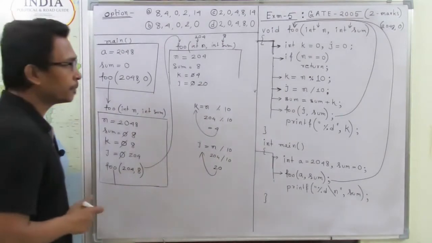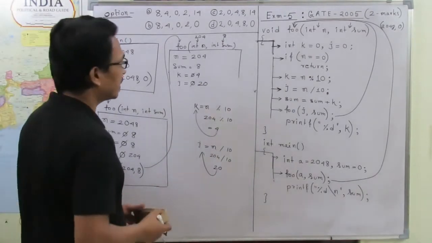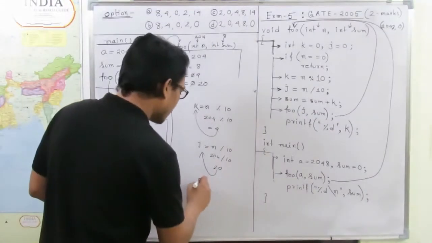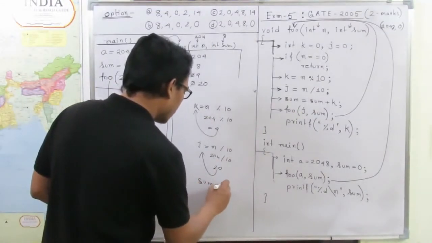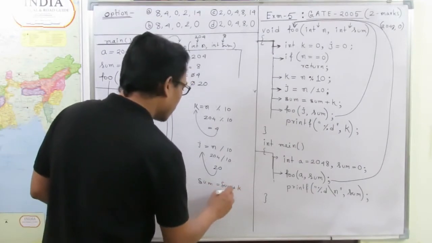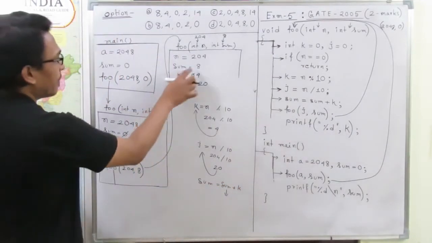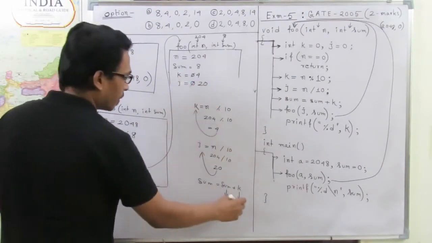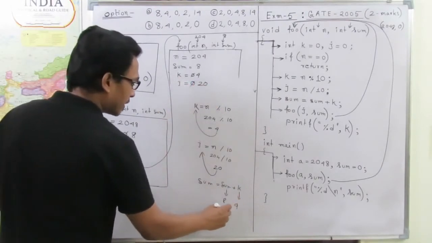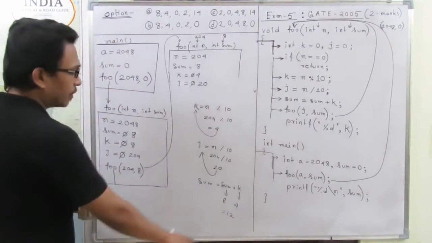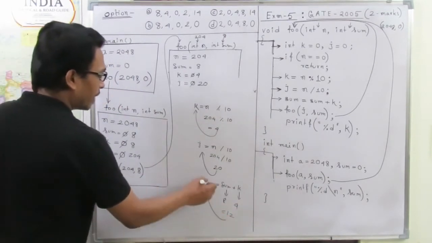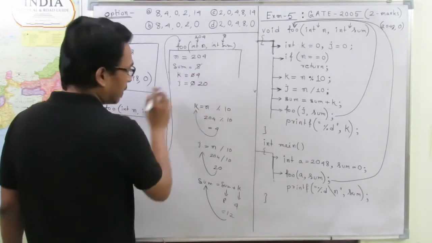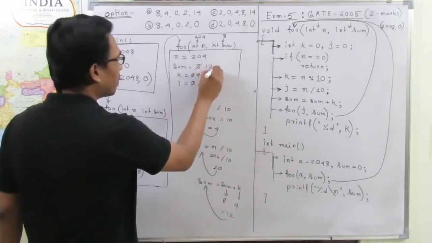What is the next instruction? The next instruction is sum equal to sum plus k. What is the value of sum? The value of sum is 8. What is the value of k? The value of k is 4. So what will be the result? The result will be 12. Now this 12 will be stored in the sum variable, and the content of sum will become 12.